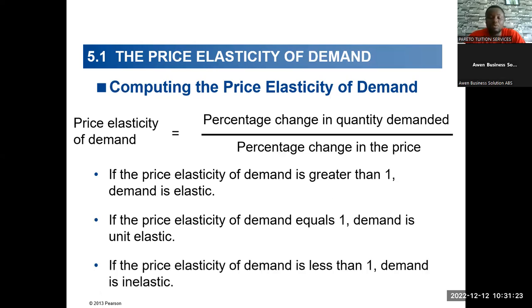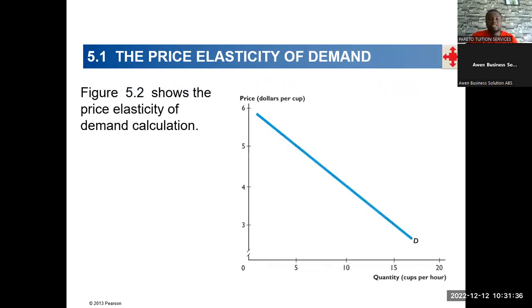If the value is less than 1, we are talking about inelastic demand. So the percentage change in price, the denominator, is greater than the percentage change in quantity, which is the numerator. Okay, so that is it. Let's look at an example.